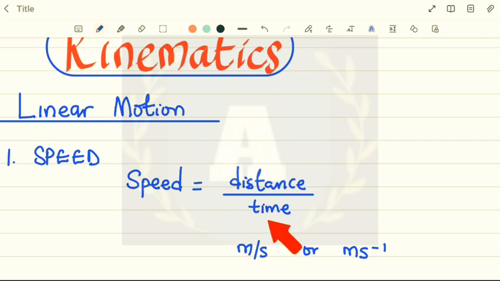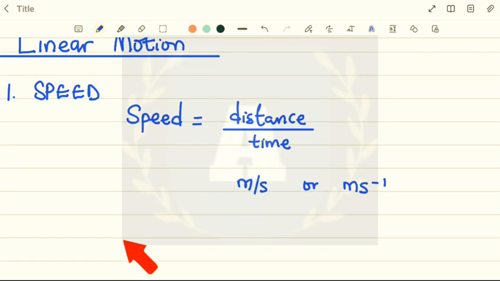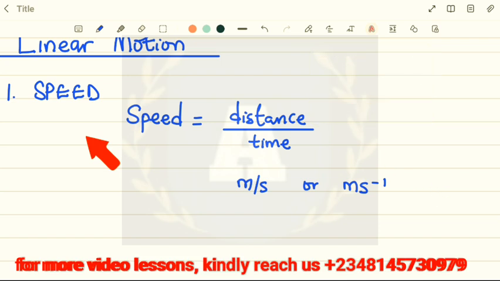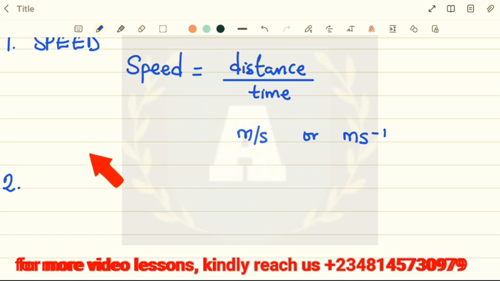We also mentioned that it is a scalar quantity, which means it has magnitude but no direction, to be precise. So that is the first terminology we use in describing linear motion. Now the second terminology is velocity.